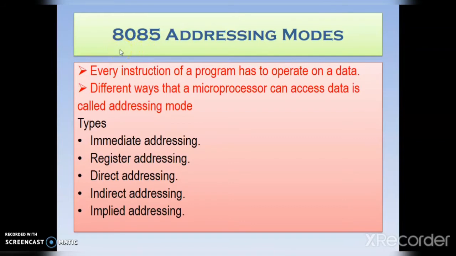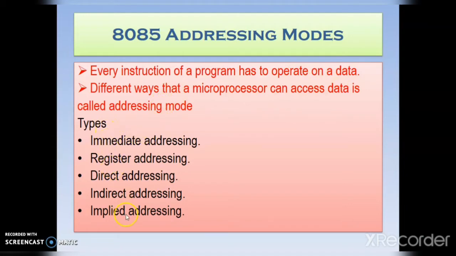As I said earlier, in the 8085 microprocessor we have to write the program by using instructions. We have a total of 246 instructions in the 8085 microprocessor. Every instruction in the program has to operate on data, and the microprocessor can access this data in different ways. The different ways that a microprocessor can access data are called addressing modes.